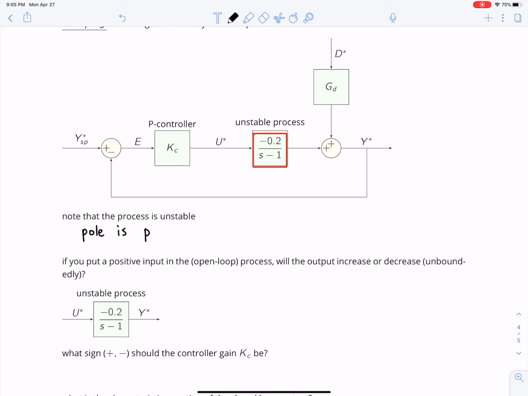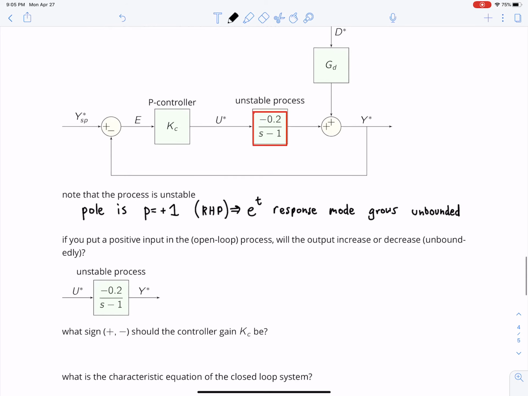The pole is p equals +1, and this is in the right half plane. That implies that it's going to have growing response modes, so it has e to the t response modes, and this grows unboundedly. So if you put in an impulse input, you'll see an e to the t term, and this grows.